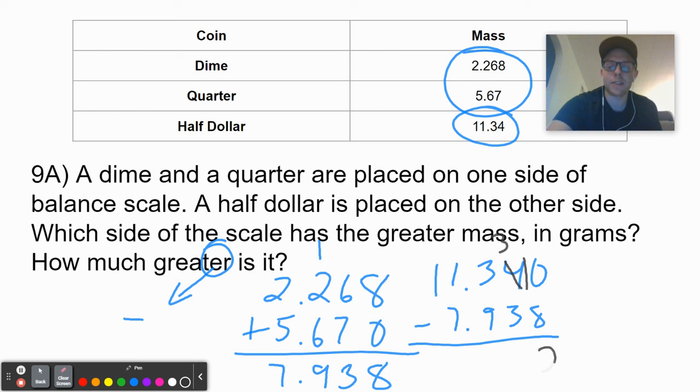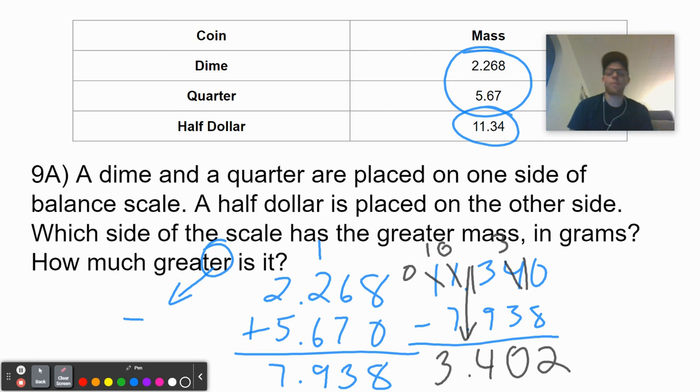I have to borrow. 10 minus 8 is 2. 3 minus 3 is 0. I have to borrow again. 13 minus 9 is going to give me 4. Decimal point gets dropped straight down. And I have to borrow one last time and do 10 minus 7, which is 3.402 grams.